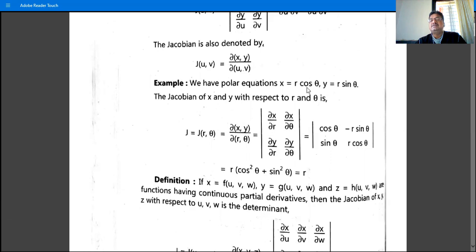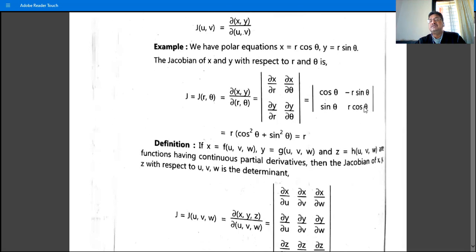Since x is r cos theta, its derivative with respect to r is cos theta. ∂x/∂theta: r is now constant, the derivative of cos theta is minus sin theta, so it is minus r sin theta. y is r sin theta, so ∂y/∂r is sin theta, and ∂y/∂theta is r cos theta. Its determinant is this into this, that is r cos² theta plus r sin² theta. Take r as common, and cos² theta plus sin² theta is 1. So it is r.